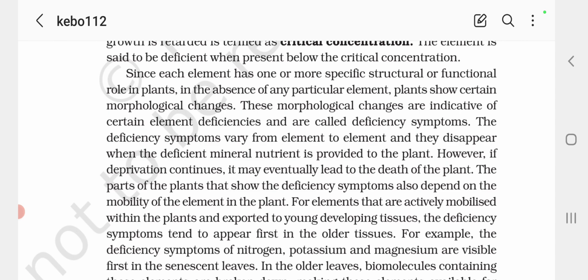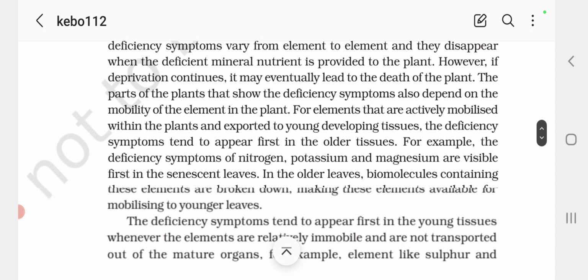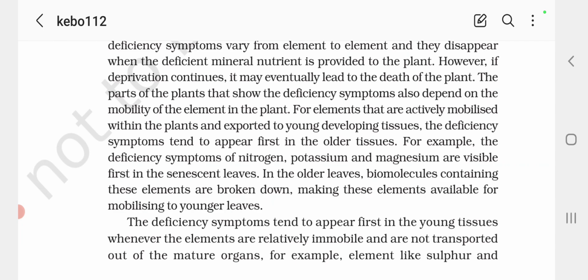The deficiency symptoms vary from element to element and they disappear when the deficient mineral nutrient is provided to the plant. However, if deprivation continues, it may eventually lead to death of the plant. The parts of the plant that show the deficiency symptoms also depend on the mobility of the element in the plant. For elements that are actively mobilized within the plants and exported to the young developing tissues, the deficiency symptoms tend to appear first in the older tissues. For example, the deficiency symptoms of nitrogen, potassium, and magnesium are visible first in the senescent leaves.